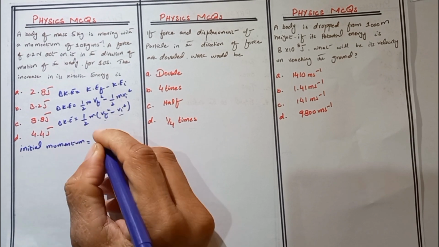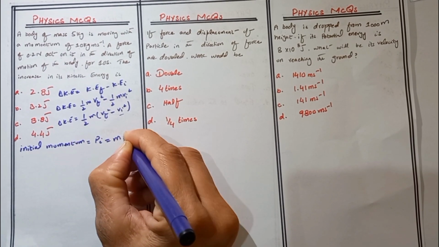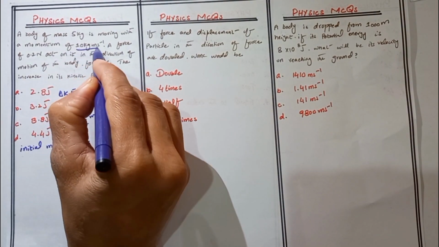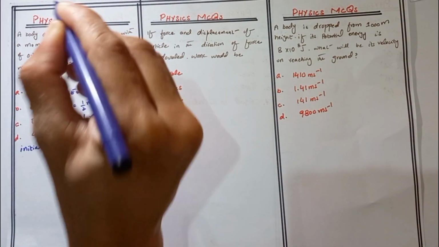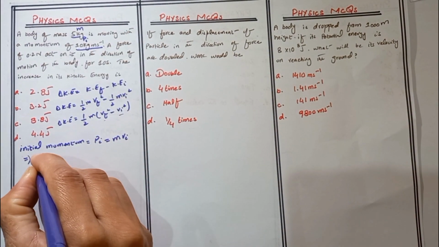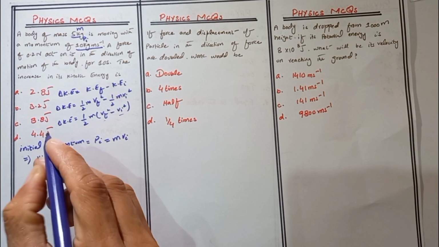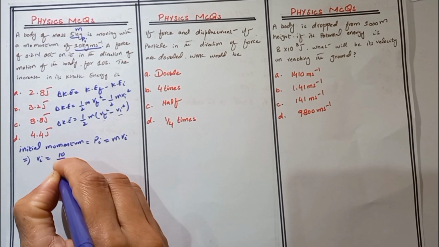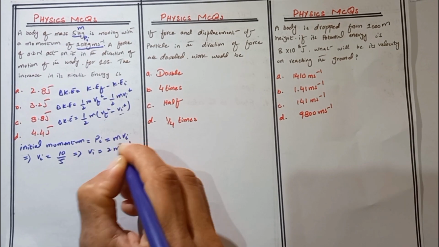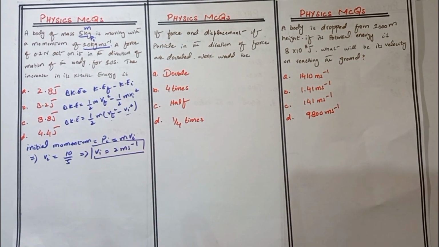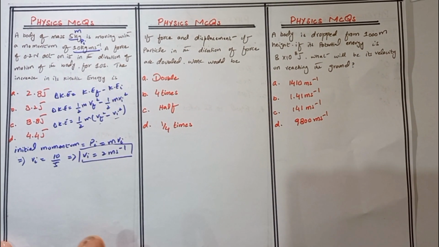We can find the initial velocity from p is equal to m vi. Here the momentum is 10 kg meter per second, and that is the mass 5. So we can find the velocity vi, that is equal to 10 over 5. vi is equal to 2 meter per second. In this case, we find the vi. Now we find the vf.